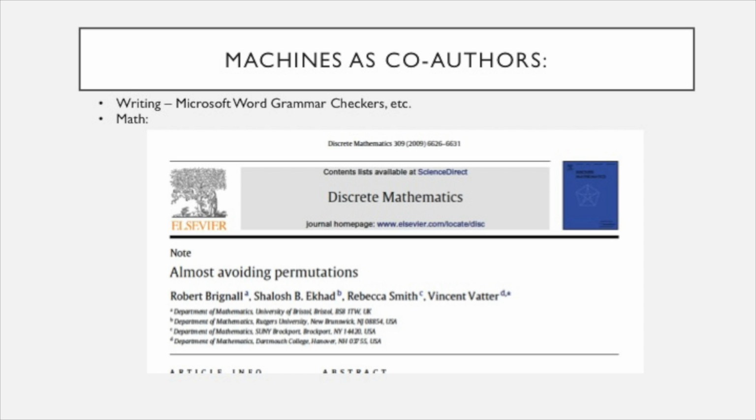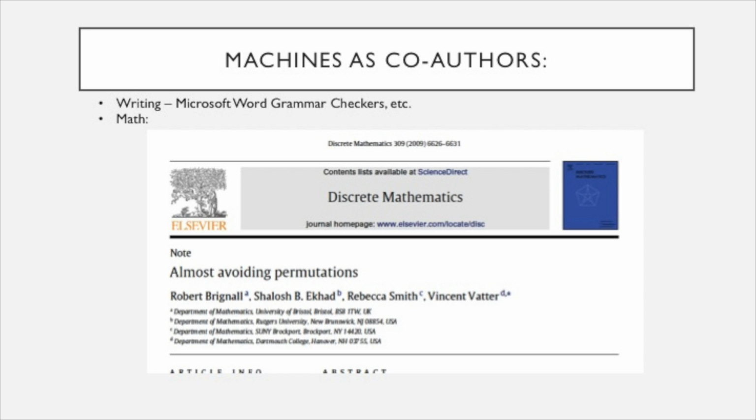So the third author of this paper on almost avoiding permutations, and this is not a bad journal, this is an actually good journal that I'd be happy to publish a paper in, and it's not some Hindawi published blah, blah, blah. It's Discrete Mathematics, and the second author in that paper is a machine. Shalosh B. Ekhad is an actual algorithm, an implemented algorithm, a package, if you like, written by Doron Zeilberger at Rutgers.